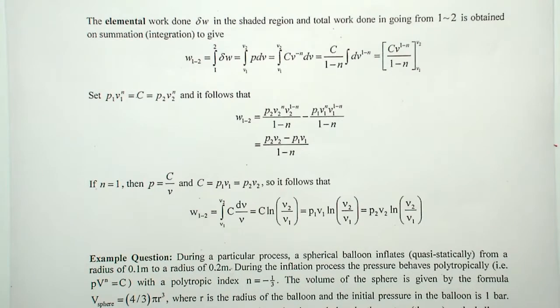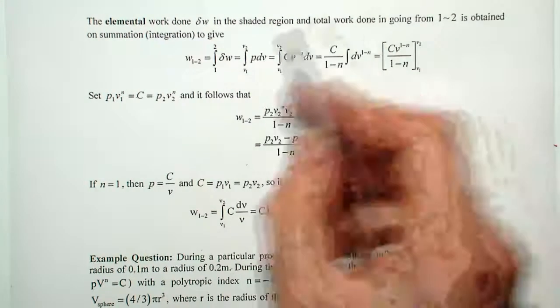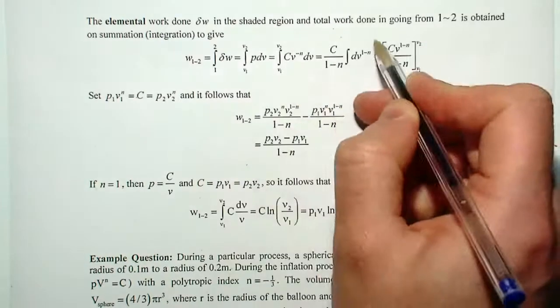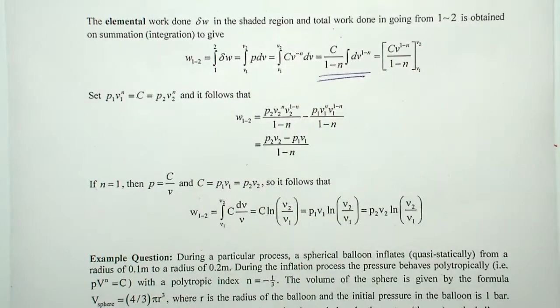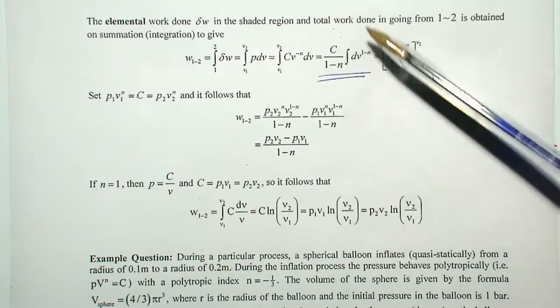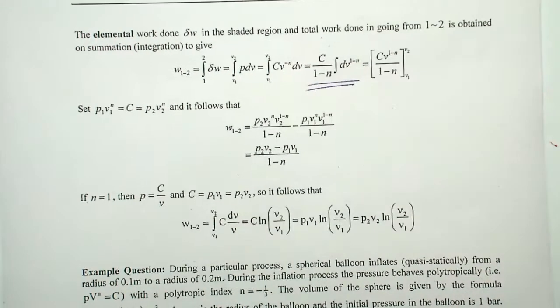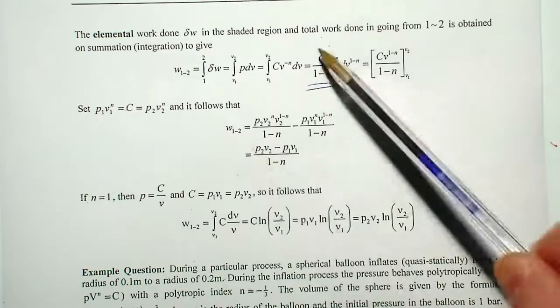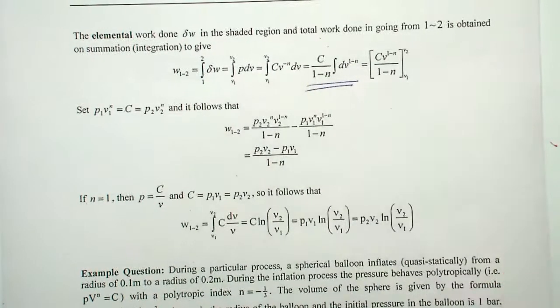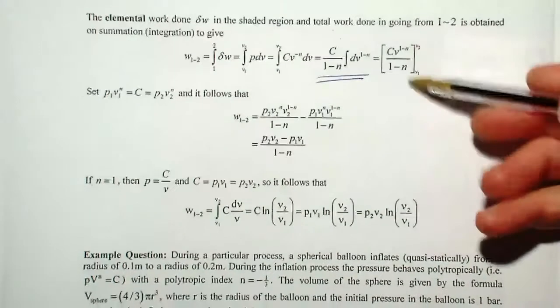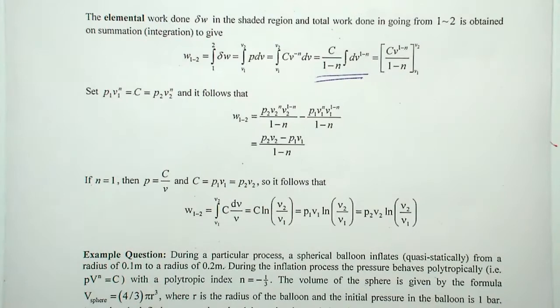So far, as I mentioned, I've explained how we got to this point by changing the differential in the integral. And when you want to do this integration, then simply this is c over 1 minus n, that's a constant, and that comes out of the integral, and you've got the two limits of v2 and v1. These are the volumes at point 1 and point 2, and that's how you can evaluate this integral for that element of work.